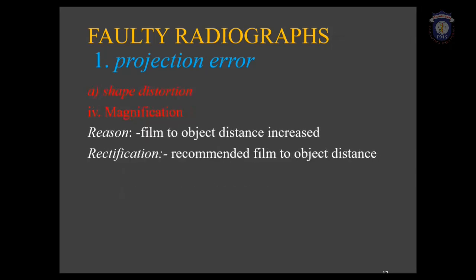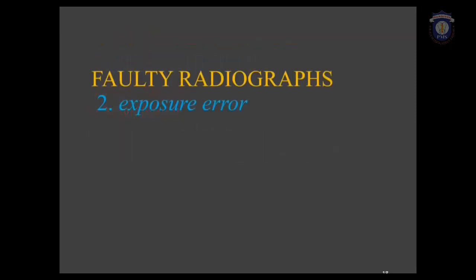Magnification. The main reason for magnification is because the film to object distance is highly increased. So to rectify magnification, we would recommend the proper film to source distance being used. So moving on, now we have finished the placement and projection errors. We move on to see the next error, that is the exposure error.